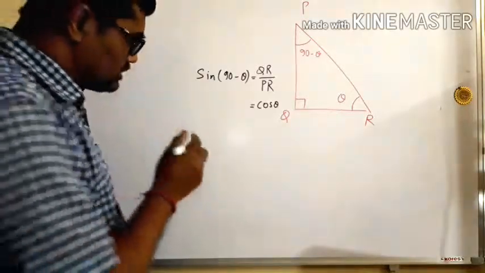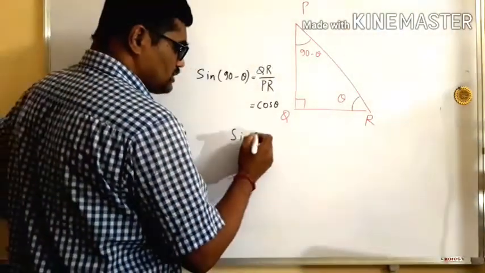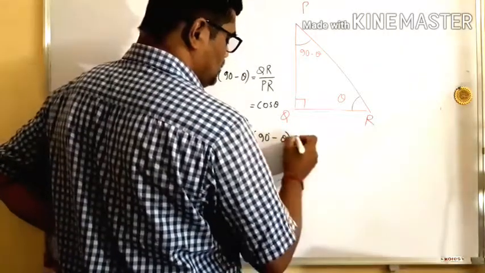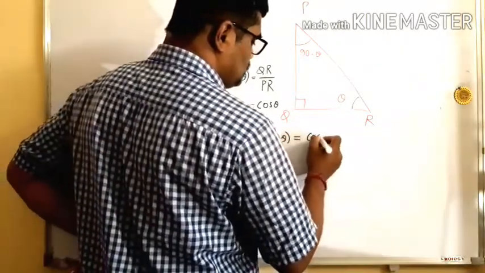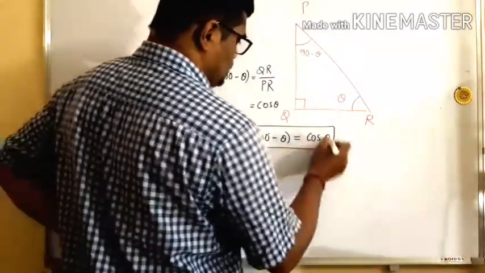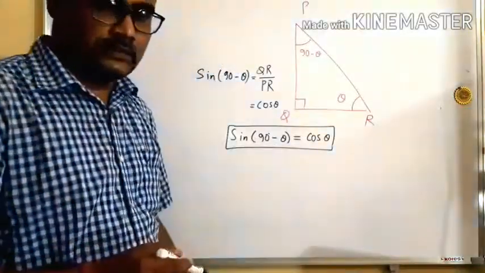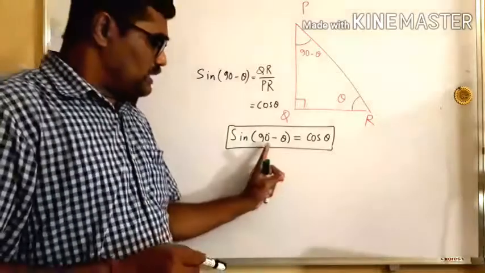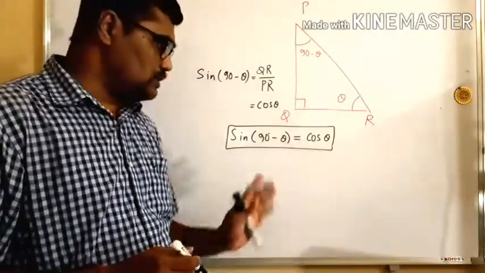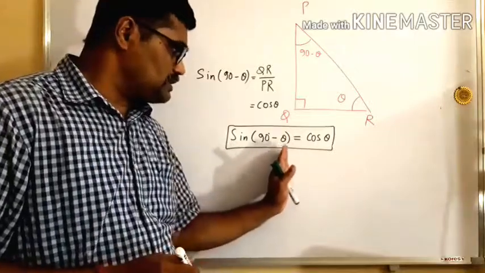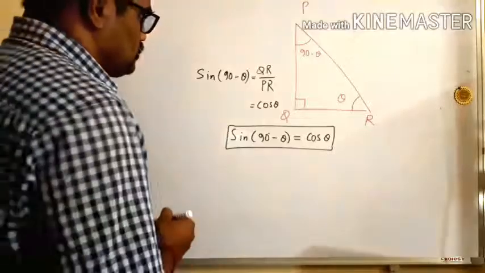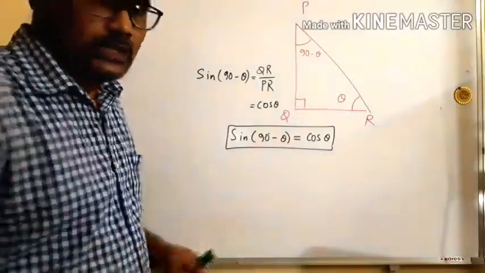So ultimately, what did I observe? To conclude, sine of 90 degree minus theta is equal to cos theta. So that becomes a formula, right? So now you see we have related the complement of the angle theta with the original angle theta, and therefore sine of 90 minus theta is equal to cos of theta. Great. Okay. Now what do you say about cos of 90 minus theta?